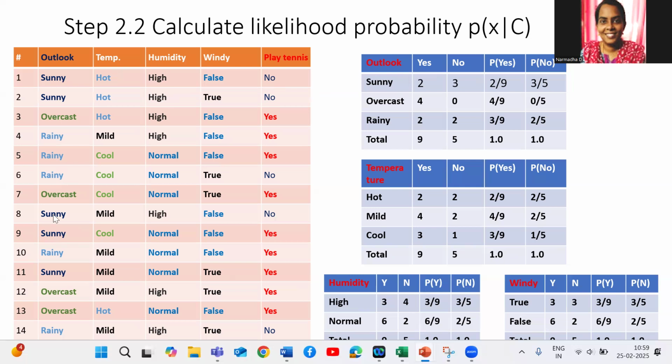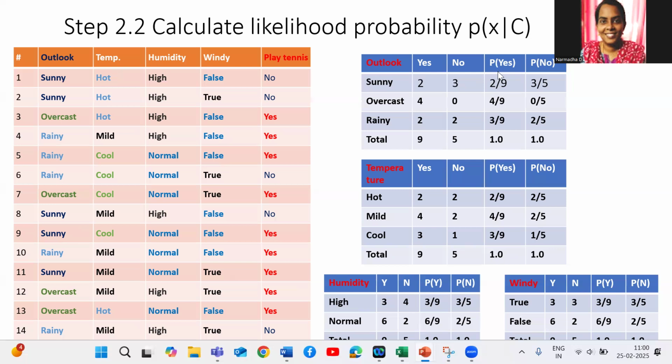Okay, but here you have sunny, and the outcome is no. And here you have sunny, but the outcome is yes. Sunny, the outcome is yes. So when it was sunny, 2 days the outcome is yes, and 3 days the outcome is no.